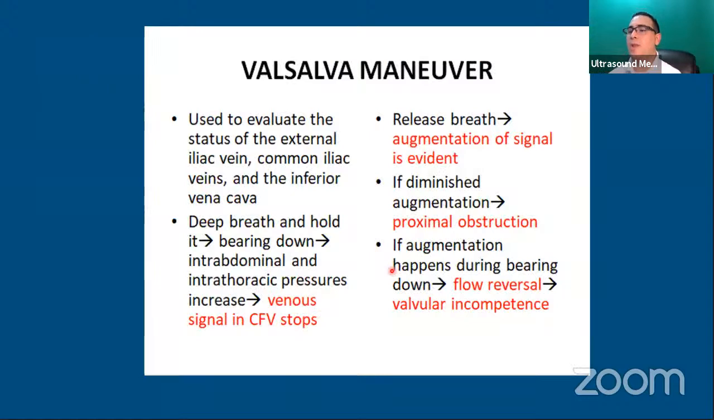Also something that we do many times is the Valsalva maneuver. Basically the way it works is, you tell the patient to breathe in real deep, like, okay, breathe in, right? And then push. When that happens, the abdominal pressure and the thoracic pressure both increase, so that will make the flow in the whole venous system stop. If you see reflux or augmentation at that time, it's because the valves are not working. There's a problem, because the flow should stop everywhere.